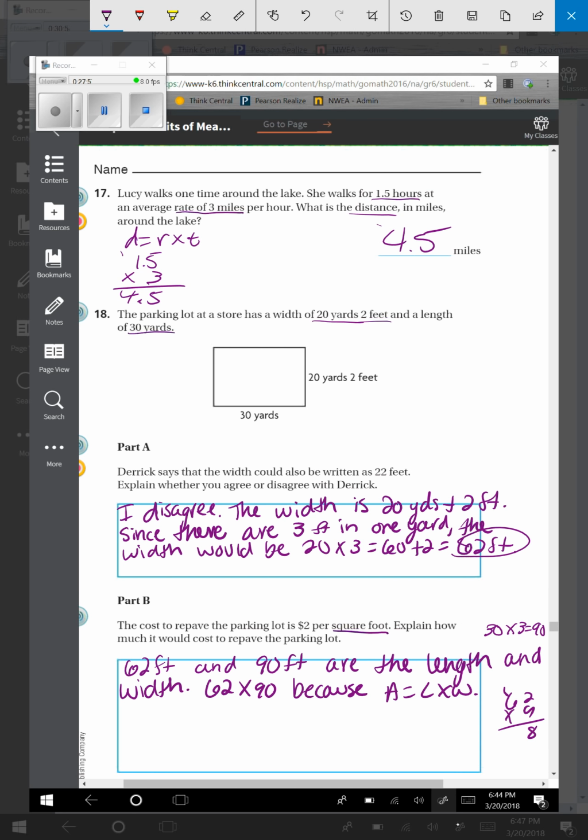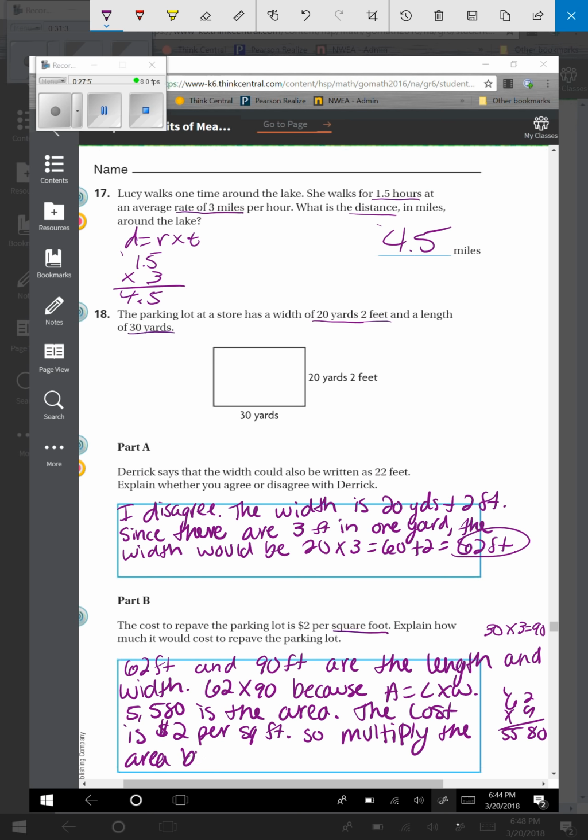So 62 times 90: 0 times 62 is 0, then 9 times 2 is 18, 9 times 6 is 54, plus 1 is 55, and then add in my 0. So the area would be 5,580. The cost is $2 per square foot. So then we need to take the area times 2. So we get $11,160 for the cost.